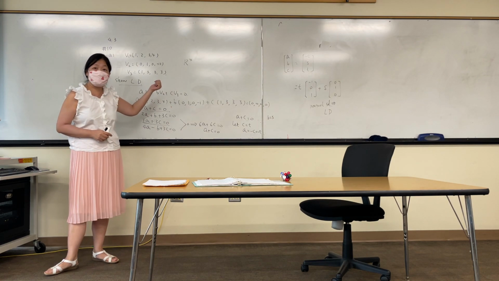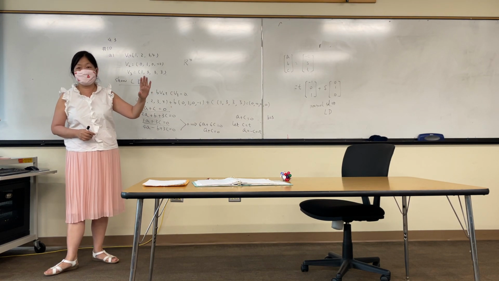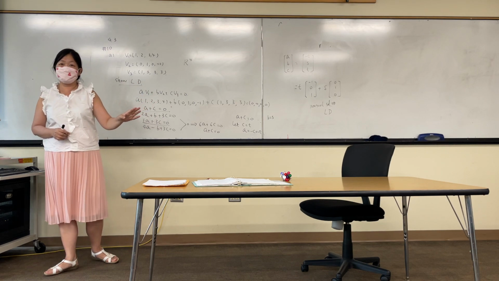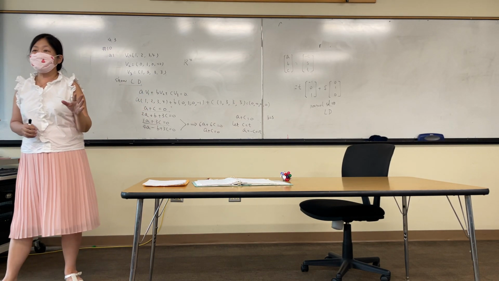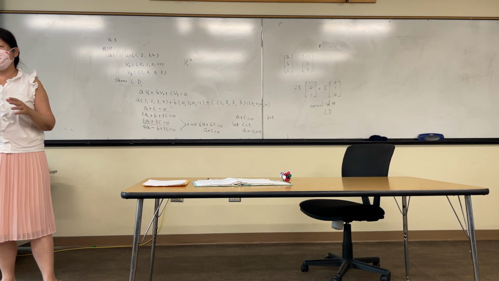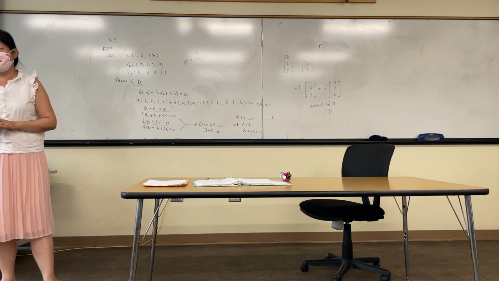If you give me 5 vectors, I don't need all 5 of them. I need to take one of them out. The best is to use the minimum number of vectors that can span something, okay? Make sense to you guys?